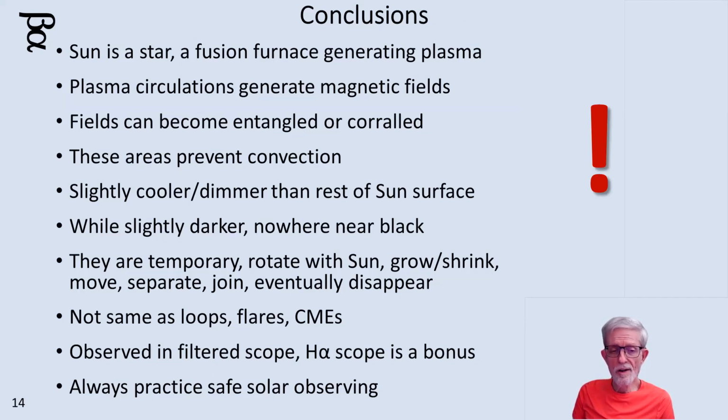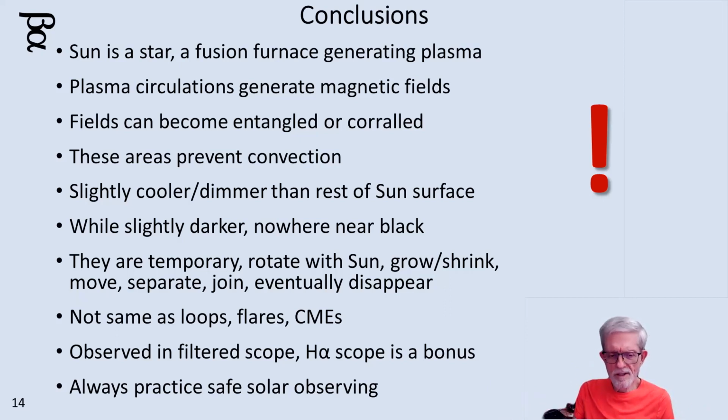It's dark enough to not be visible in a filtered telescope, so it will appear black. But I always like to tell people it's the second brightest visual part of the sun. The plasma is the bright part you see, and the next brightest part is the sunspots. They're temporary. They rotate with the sun. They grow, they shrink, they move around, they separate out, they join up, and eventually they disappear.